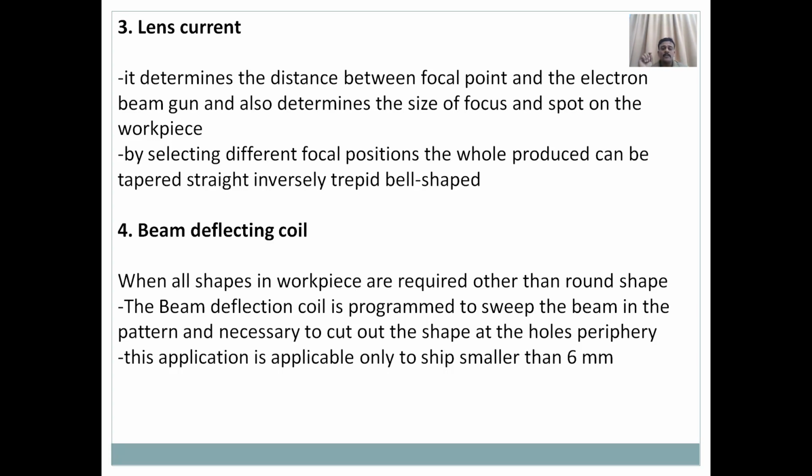Beam deflecting coil: when shapes other than round are required in the workpiece, the beam deflecting coil is programmed to sweep the beam in the pattern necessary to cut out the shape along the whole periphery. This application is applicable only to shapes smaller than 6 mm.